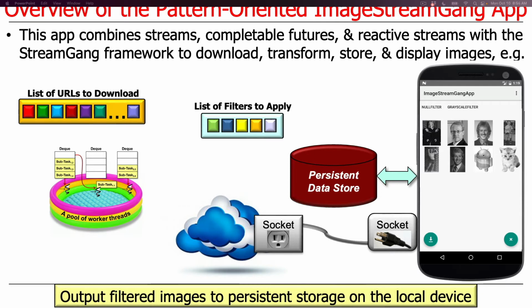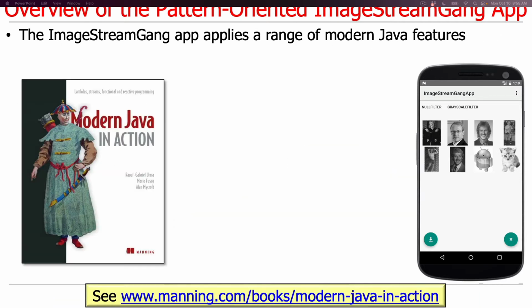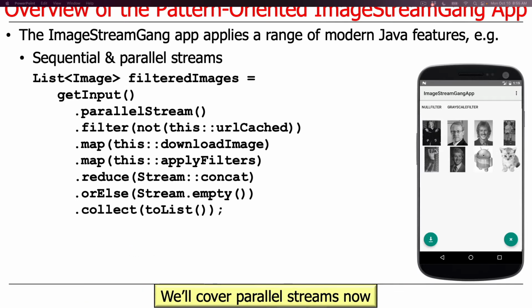This should look very familiar because it's very similar to your image crawler assignment that you've been doing, but it uses a slightly different set of techniques. It also is cool because it applies a whole range of modern Java features, such as the ones described in the Modern Java in Action book, which I highly recommend if you haven't got it already. So there's support, for example, for sequential and parallel streams, and we're going to focus on parallel streams right now.